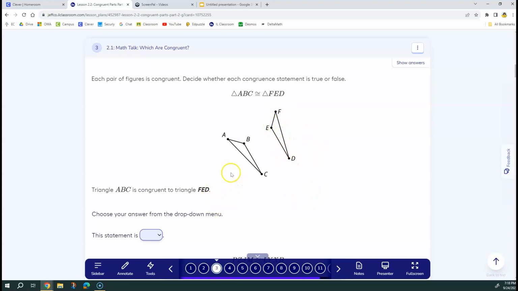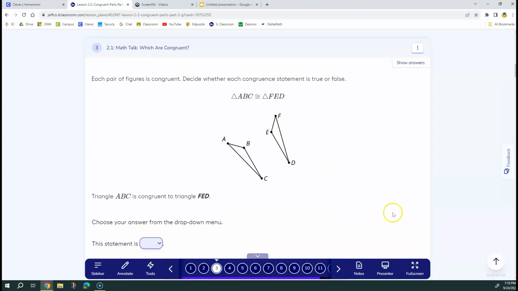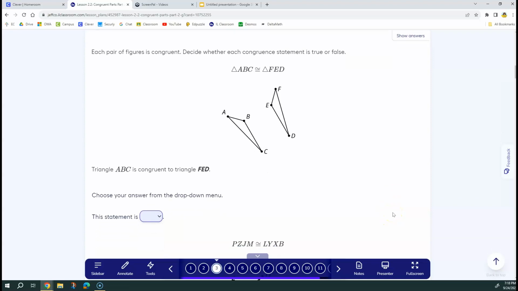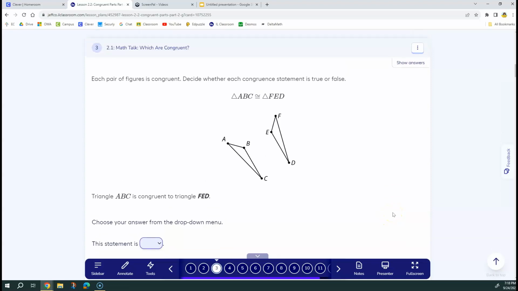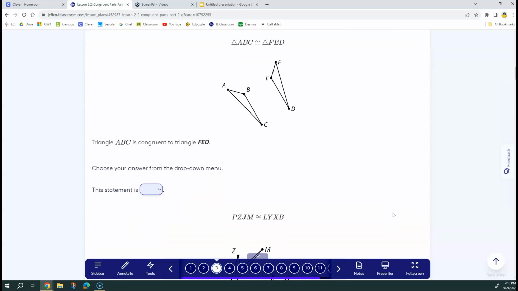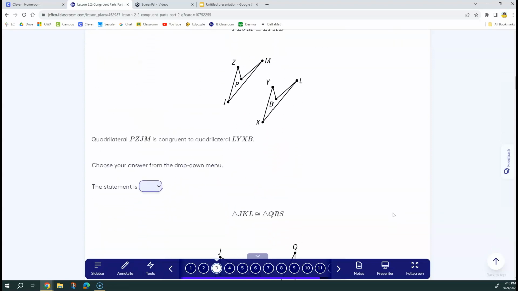So is triangle ABC congruent to triangle FED? What do you think? True or false? I'll give you just a moment. If you need more time, pause the video. Moving down here to our next one.